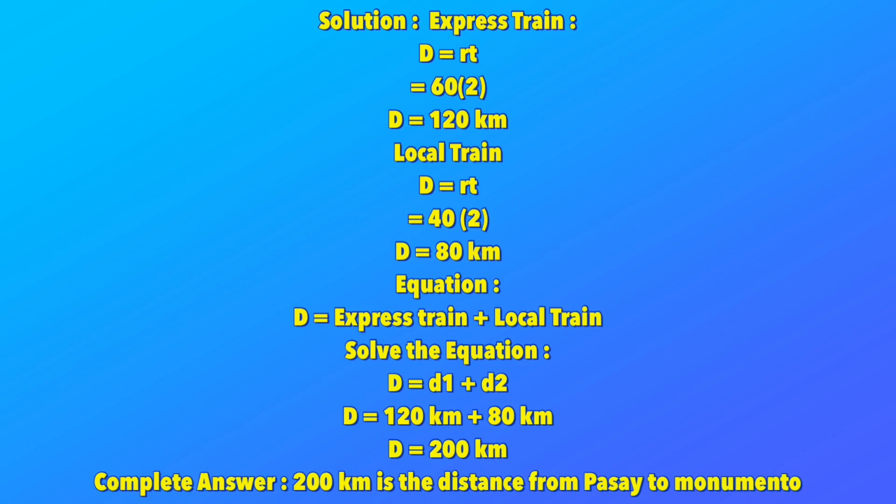So our equation is distance equals the distance of the express train plus the distance of the local train. The distance covered by the express train is 120 kilometers, and for the local train is 80 kilometers. What we have to do is add. So the distance from Pasay to Monumento is 200 kilometers. Therefore our complete answer is 200 kilometers is the distance from Pasay to Monumento.